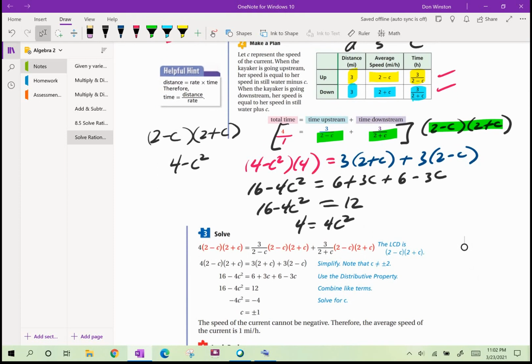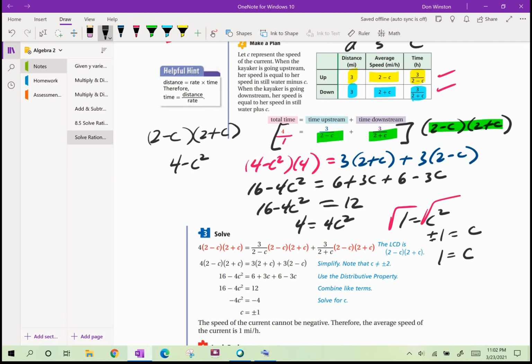And then, solving for that, if I divide both sides by 4, I'll get 1 equals C squared, and then take the square root of that. I'll get plus or minus 1 equals C, but in the context of this problem, the current can't be negative, so the current was 1 mile per hour.